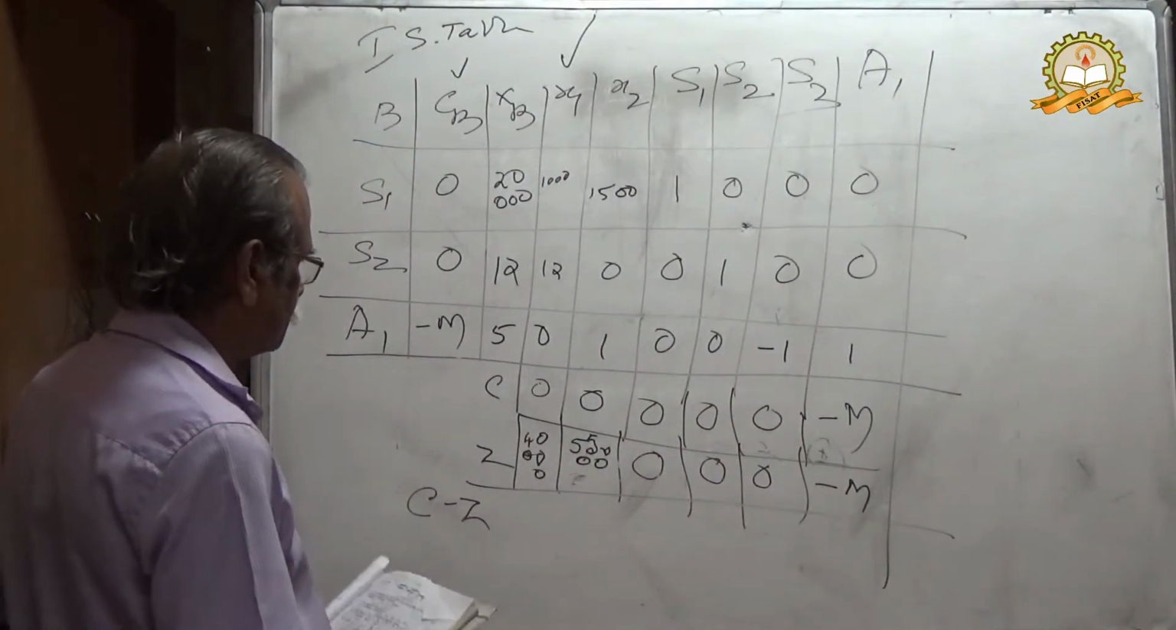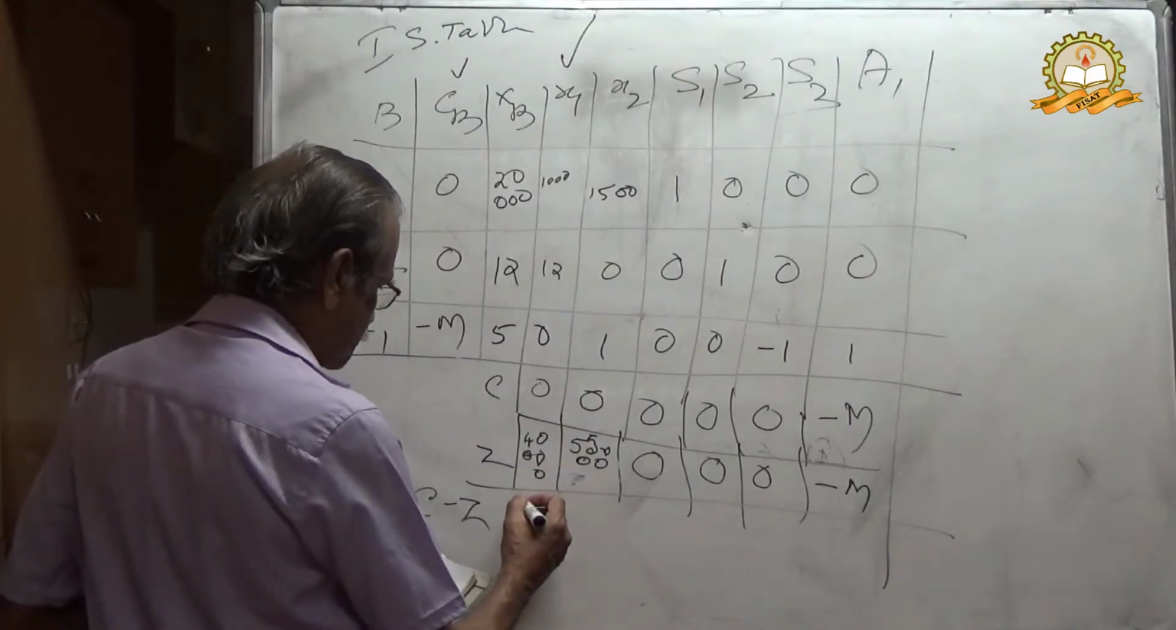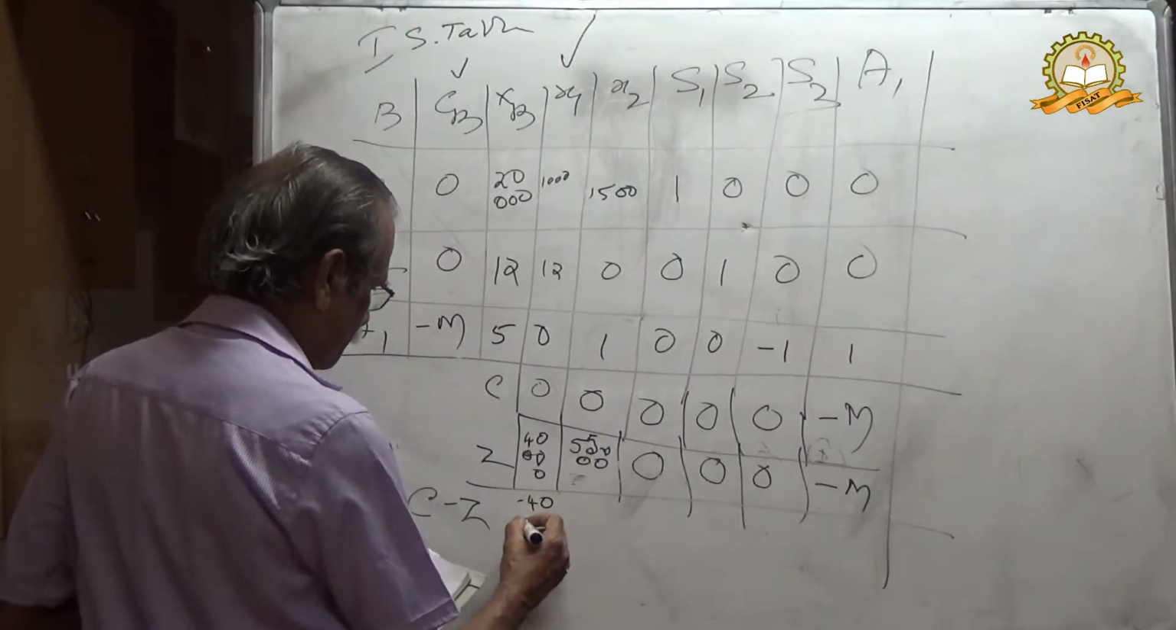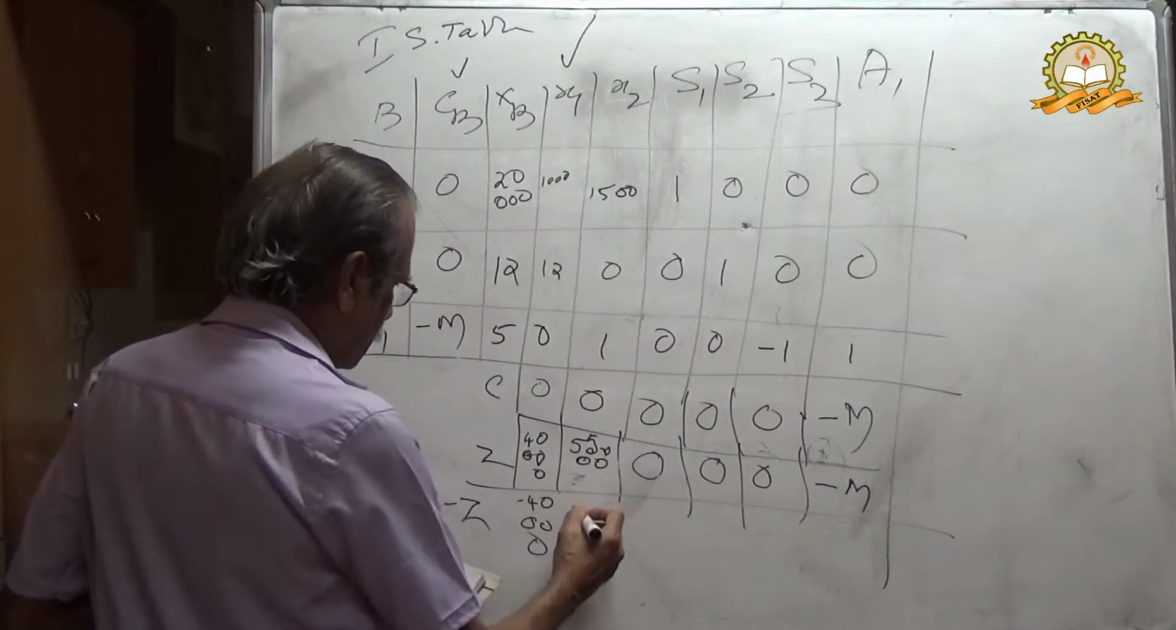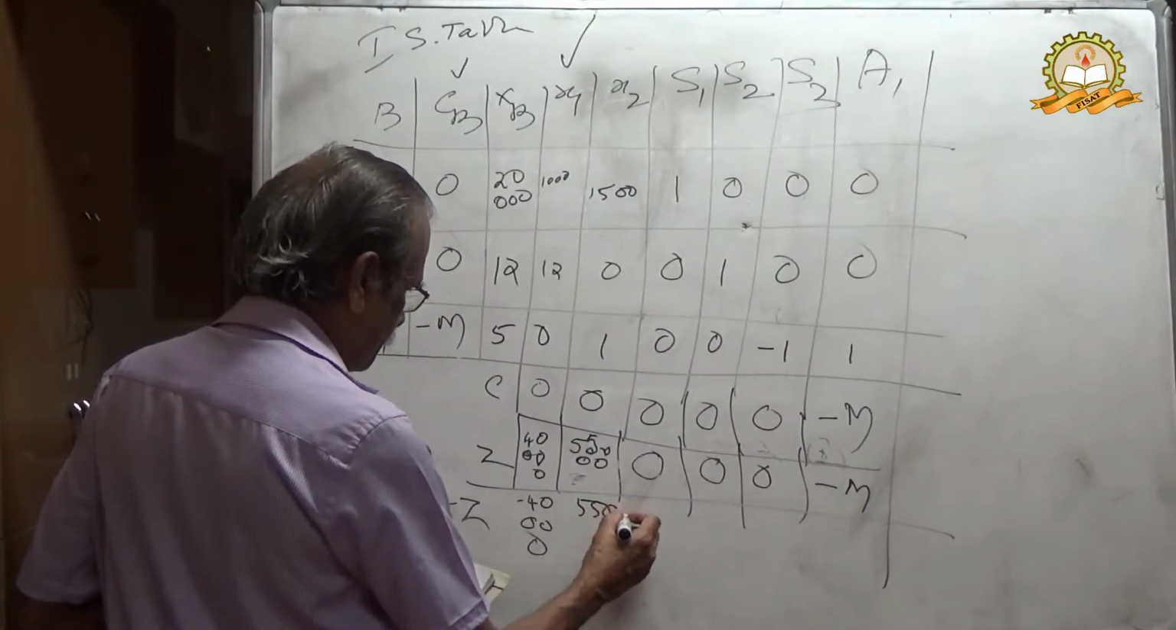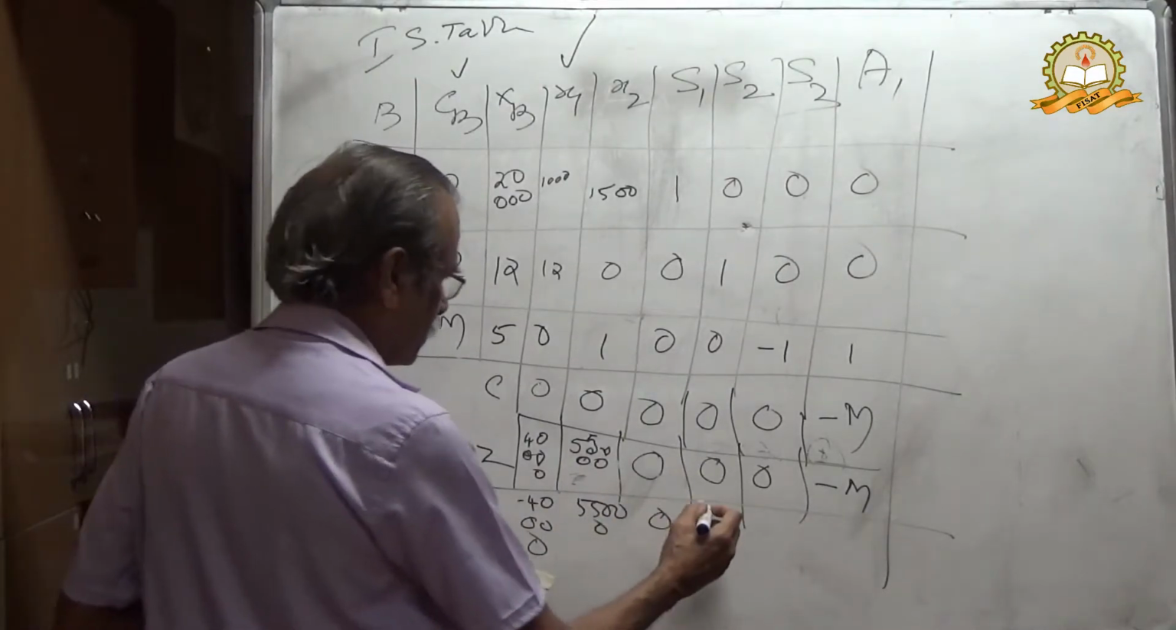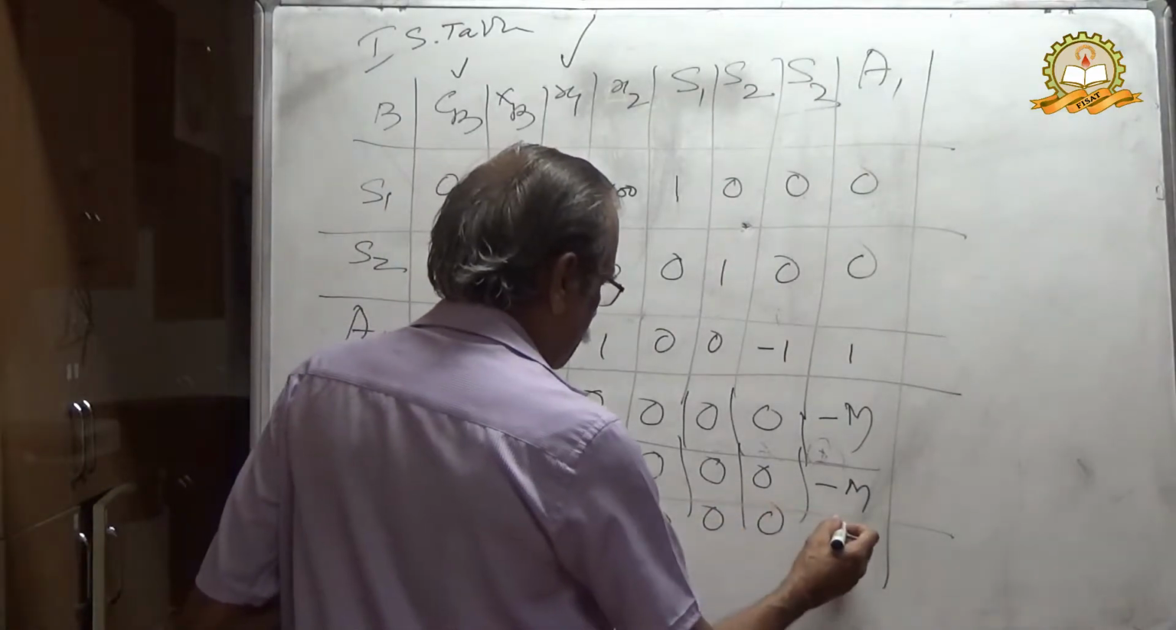Subtracting this, minus 40,000, 55,000, 0, 0, 0, again 0.